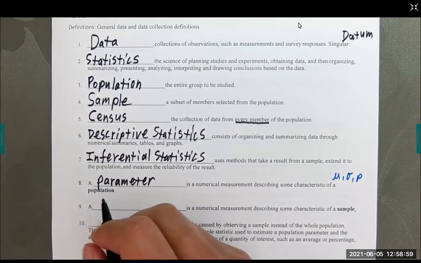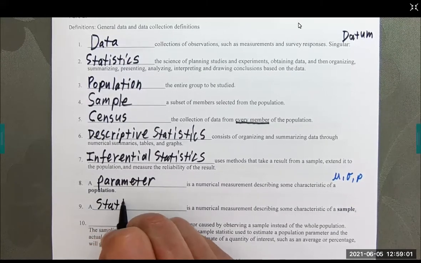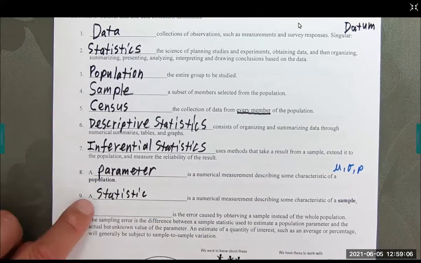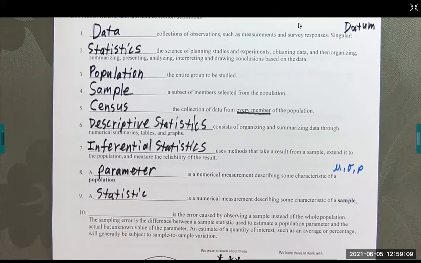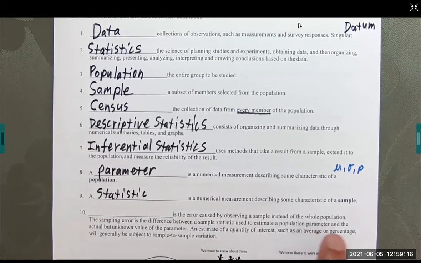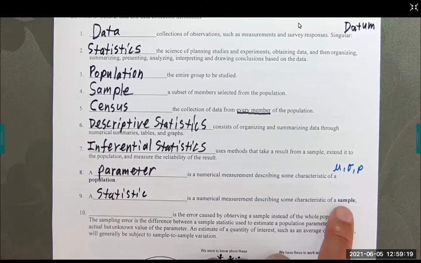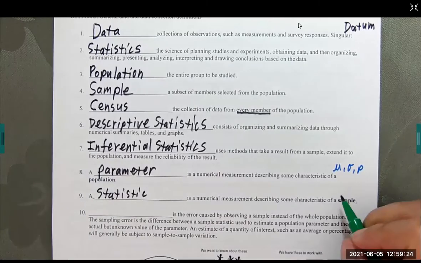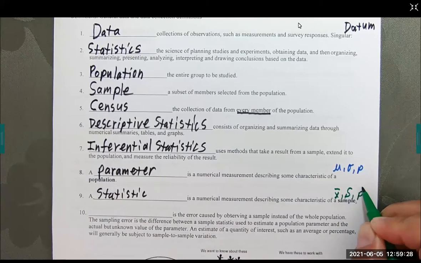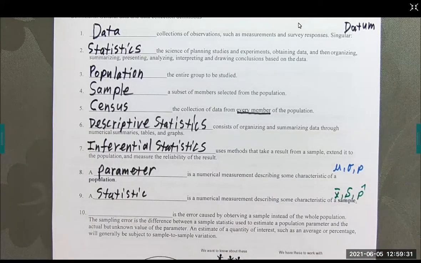Number 9 is a statistic. I know we have that up there. This is a general description. A statistic is a numerical measurement describing some characteristic of a sample. So you can see this one's of a population, the parameters with the population, statistics with the sample. And usually that is going to be here, here, or here. We don't have to know what those are right now. We will come back to those for sure.